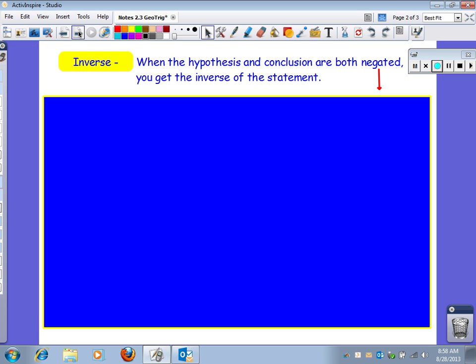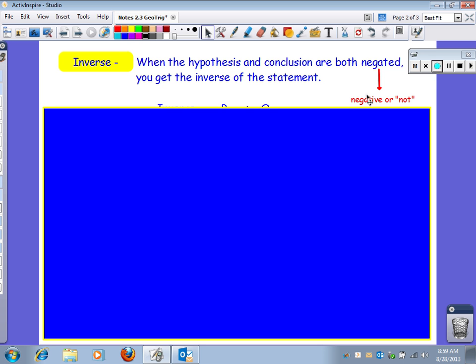All right, let's go to slide 2. Now we're going to talk about inverse. Remember our title was converse, inverse, and contrapositive. The inverse is when the hypothesis and conclusion are both negated. You get the inverse of the statement. Now, what does negated sound like? Sounds like negative to me, right? Negative or not. So negated means you put a negative sign in front of it or the word not in front of it.